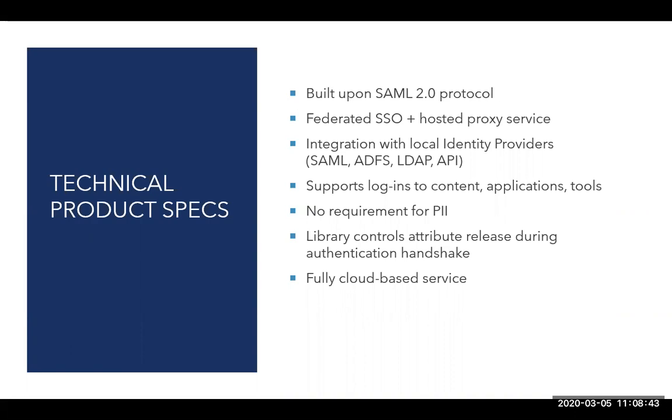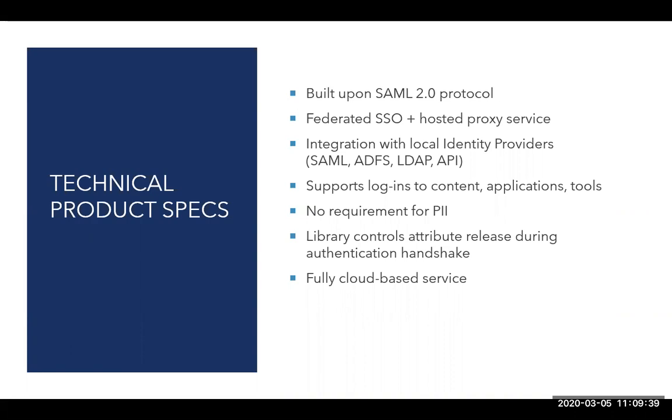There's no requirement for PII, which is personal data. We'll get into more detail about this later on, but the nutshell is that you can send as little or as much as you want to Open Athens, and that control is with your local system. We have library controls about attribute release during the authentication handshake. What that means is you control from the Open Athens dashboards who gets what information about your users. So you get granular control of, say, sending the email address of your end users to a certain publisher and not sending it to everyone else. You control and manage what attributes get released to whom.